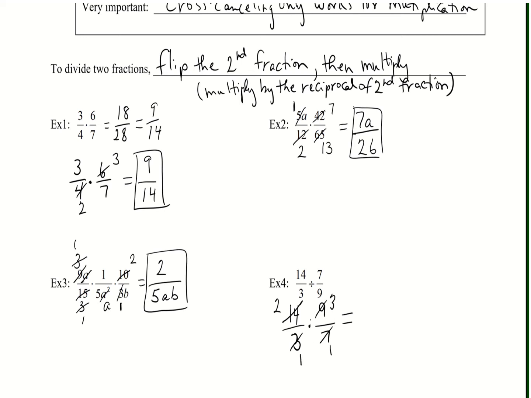And we're left with in the numerator 2 times 3, in the denominator 1 times 1, so that's 6 over 1, or just 6. And we want to write our final answer in simplest form, and so the simplest form here would be 6. So make sure you do write it in that final form.